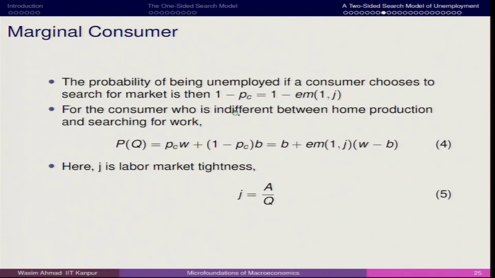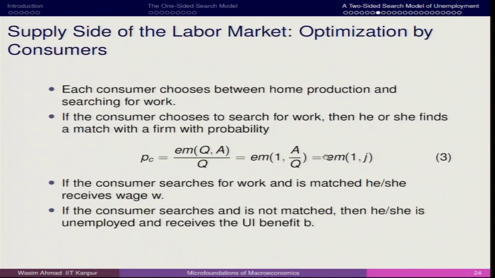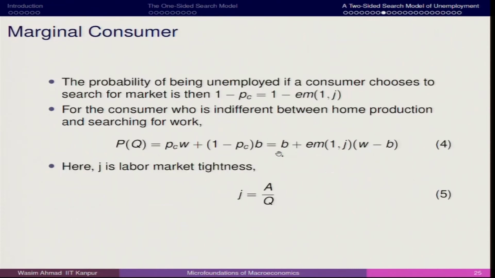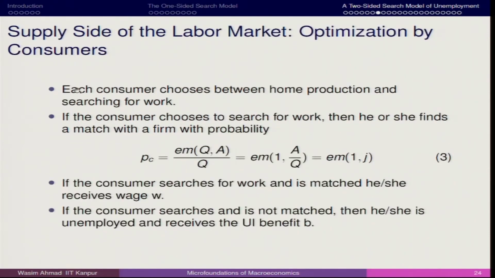So, here we have the marginal consumer. We can think about the probability of being unemployed if a consumer chooses to search for the market, which is then 1 minus P_C. If he is getting matched, then it is E·M(1, J). If he is not getting matched, then it is 1 minus E·M(1, J). This is for the consumer who is indifferent between home production and searching for work. From where is home production coming? The consumer has the option that he can either go to work or he can simply sit at home.